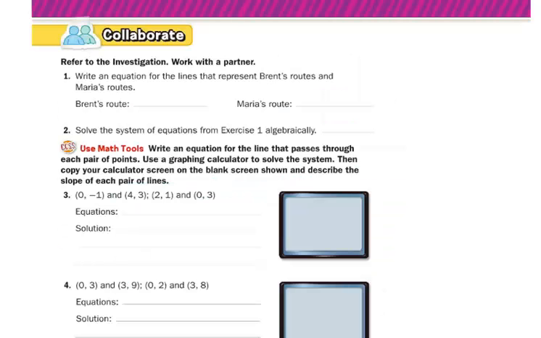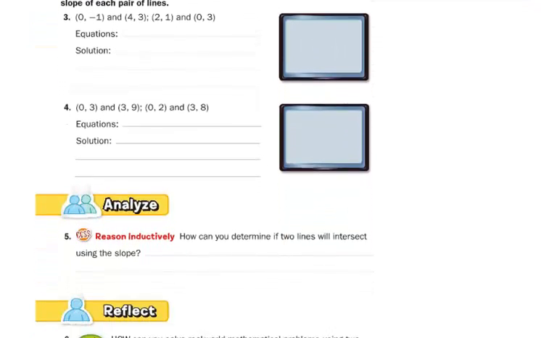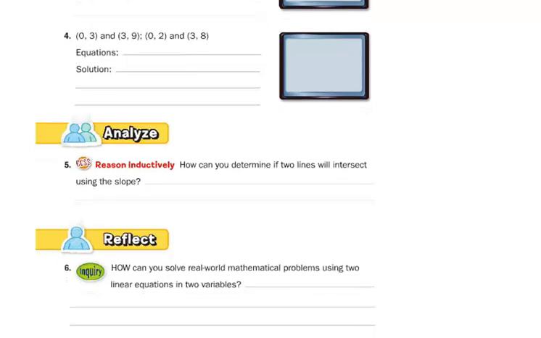When you come in on Monday, we are going to be discussing this page, collaborating together to complete it, answering these questions, and discussing with one another how we can determine if the lines will intersect.